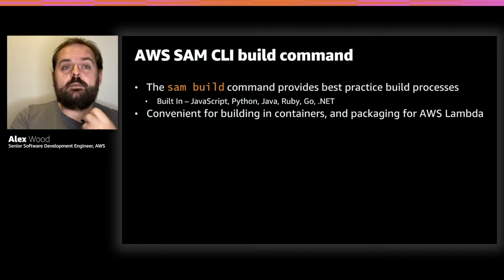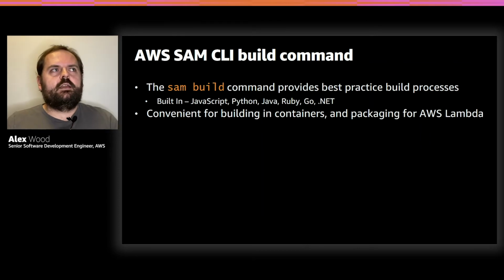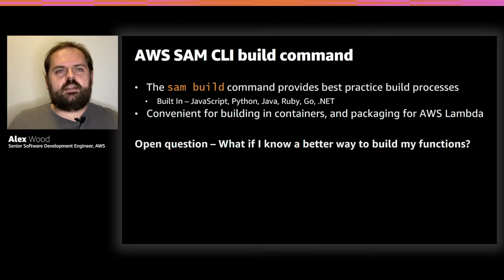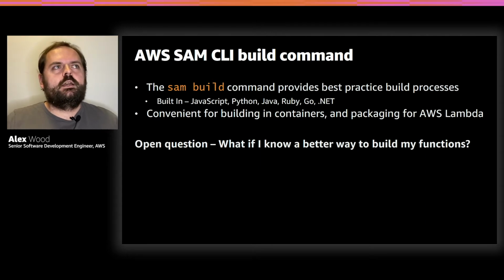So anyways, AWS SAM CLI's build provides you with a general best practice build process, but what if, and this is certainly a thing that can happen, what if I know a better way to build my functions? Like I understand the basic concepts, but I want to do builds differently than what is provided by default, or I would like to build for a custom runtime. So this is where custom builds with makefiles comes in.